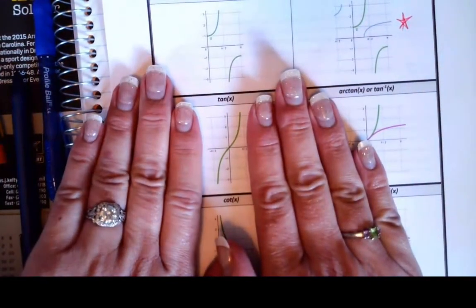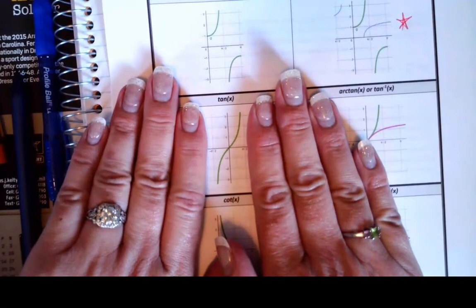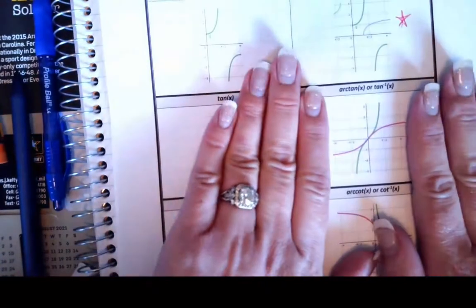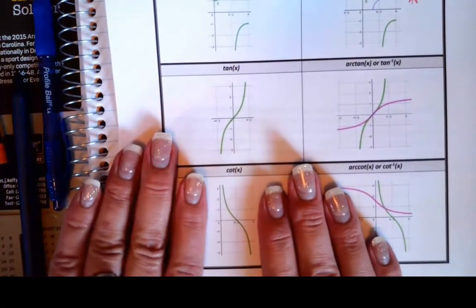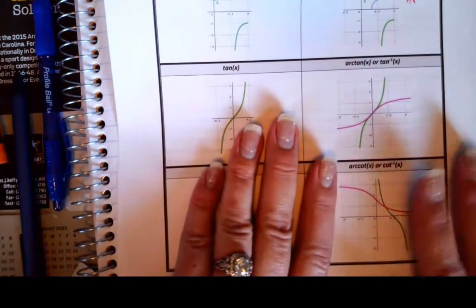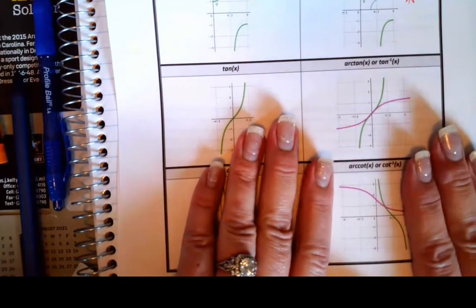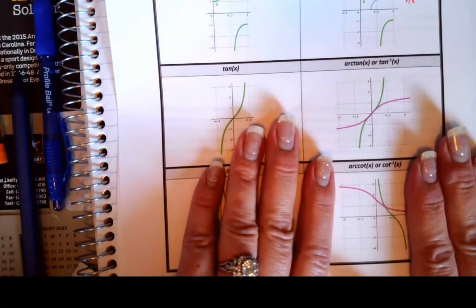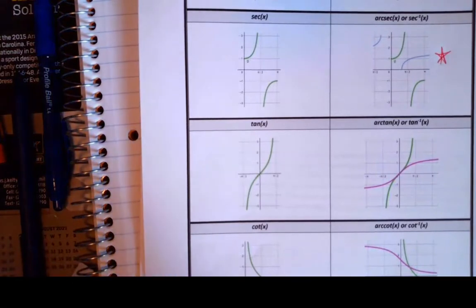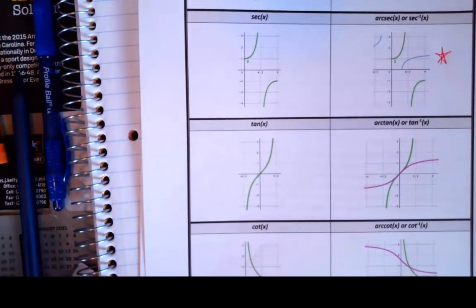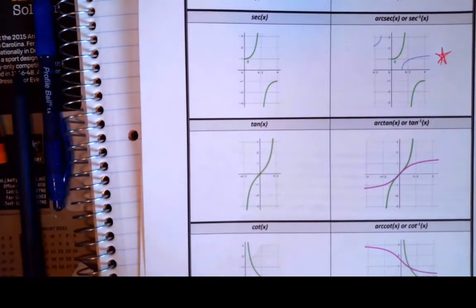All right, so here's your restricted function from negative pi over 2 to pi over 2. Here's arctangent in purple. Okay, here's your restricted cotangent going from 0 to pi. And then there's your purple inverse, which would be arc cotangent. So that's your introduction to inverses, and that's going to help you in sections 8.1 and 8.2, or all of the inverse sections that we cover. So I'm going to start giving you examples in the next video.